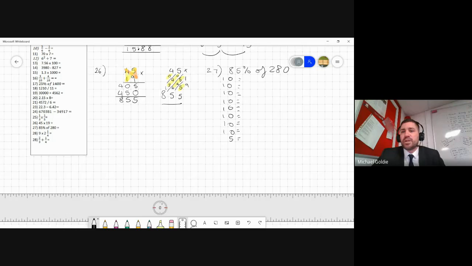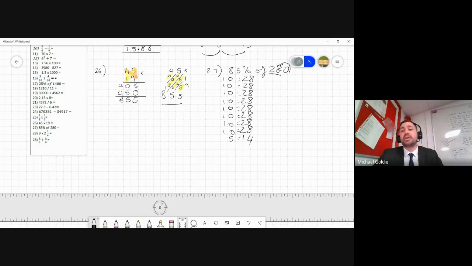First of all, we know to find 10%, we divide by 10, and divide by 10, we hop back 1, and this becomes 28. So 10% of 280 is 28, another 28, and so on, eight lots of 28, and then half of 10% is obviously 14.